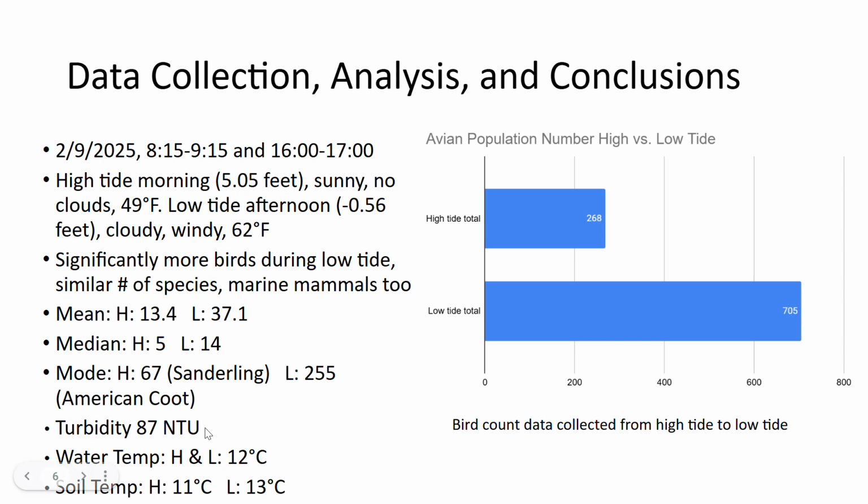From the water turbidity tests, we gathered that it was 87 NTU. It was pretty cloudy water, just because it's the convergence of salt water and fresh water, and there's mud being kicked up. It was what I expected. The water temp was consistent across high tide and low tide at 12 degrees Celsius. The soil temp changed a little bit, however. I suspect this is because it had more time to sit in the afternoon, gaining heat from the sun. So at high tide, it was 11 degrees Celsius, and low tide, it was 13 degrees Celsius. This is soil that was right at the edge of the tide where it was just missing the water.